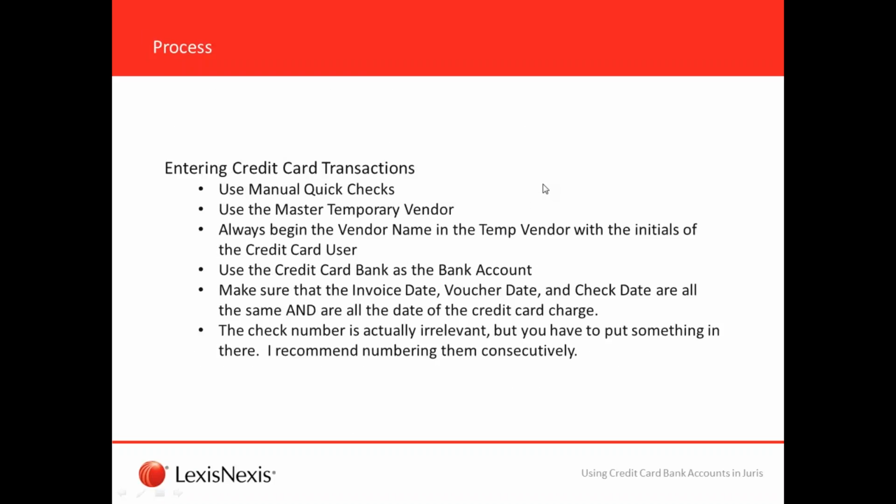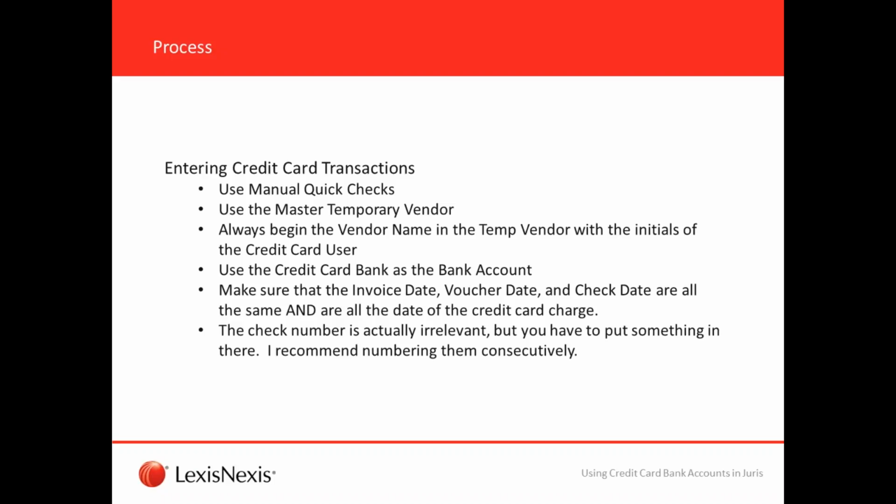This process involves using manual quick checks to enter in the credit card transactions. We'll be using the master temporary vendor as the vendor, and we're always going to begin the vendor name in the temp vendor with the initials of the credit card user. That's going to be helpful in the reconciliation process, so you'll see a visual of that shortly to see what I mean by that. And I'm going to walk through some screenshots of this process step by step in just a moment.